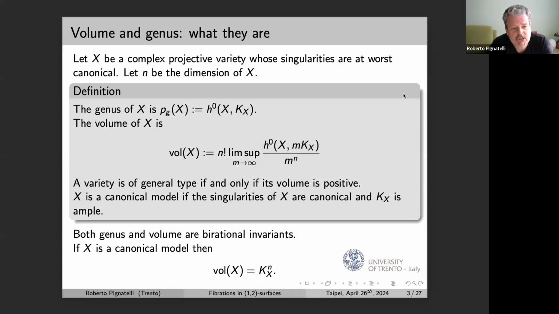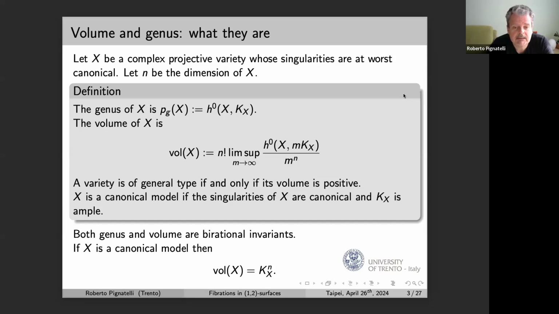So the genus is, as usual, defined as h^0(K_X), the dimension of the space of global sections of the sheaf associated to a canonical divisor. For the volume, I like this definition, which is total. I don't know who did it first, but this definition of volume for a variety is this lim sup.